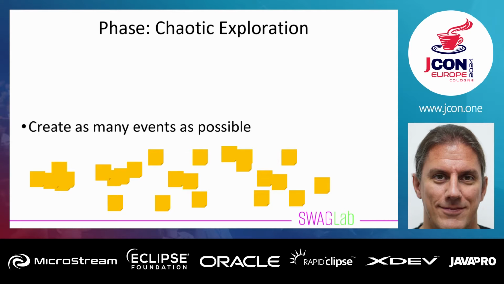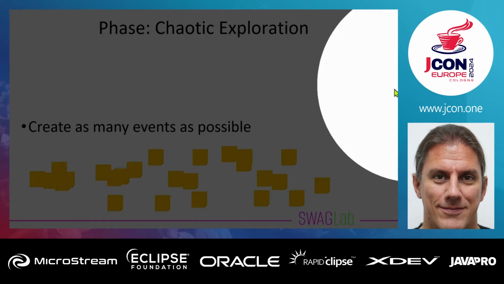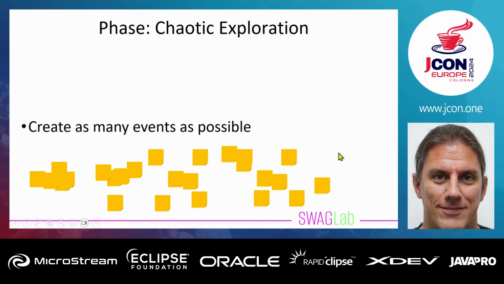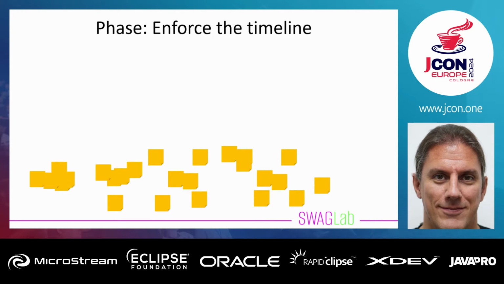And if you look at the events here, the orange stickies, then they should be in a timeline. So what you're going to do next is you're going to enforce the timeline. So you might remove duplicates. You might have a discussion about whether these things are really needed to do the next event, and so on and so on. So this is what it looks like. And then you can introduce even more order in these sets of events.